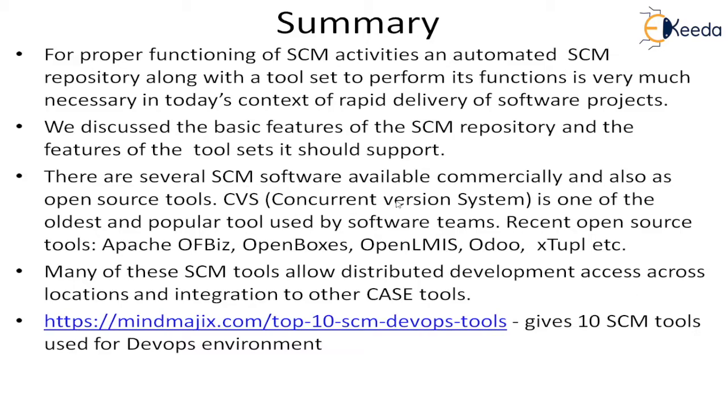CVS, the Concurrent Versions System, is one of the oldest tools, very old, but it's a very popular tool, and it is very much used by a lot of software teams. And recently, a lot of other open tools have come up from Apache, Open Boxes, Open LMIS, and things like that.